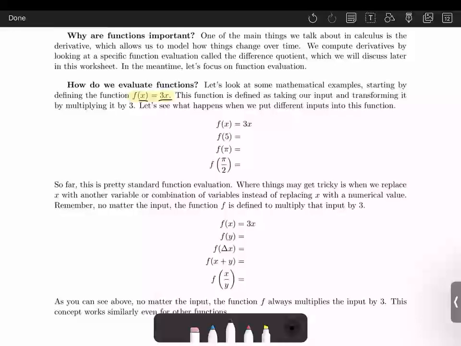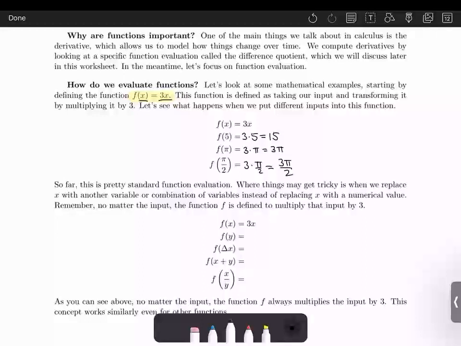So we can evaluate this function at different values. Let's look at this list here. If we're evaluating f at 5, we just take a 3 and multiply it by 5 to get 15. If we are evaluating the function at pi, we take our 3 and multiply it by pi to get 3 pi. If we're evaluating our function at pi over 2, again, we take our 3, multiply it by pi over 2 to get 3 pi over 2, right? This is a more standard way to evaluate functions that you may have been more familiar with based on your classes in high school.